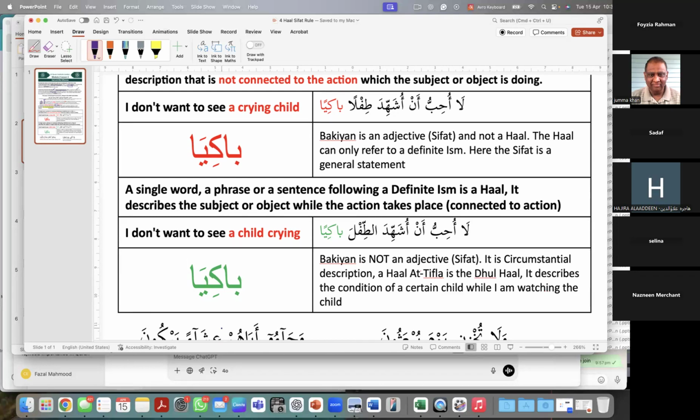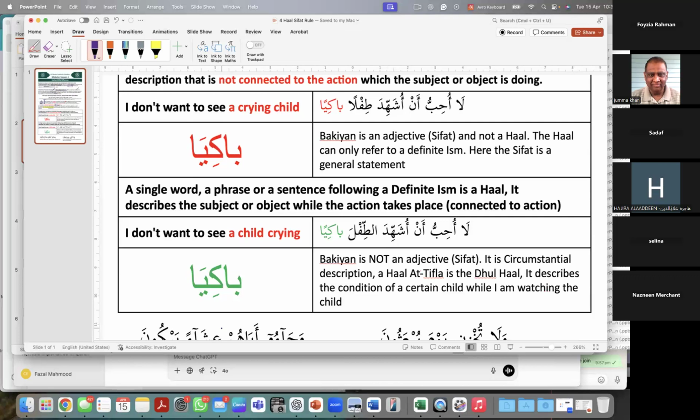Habba means loving, okay? An ushahida. An is a masdar, the an masdariya, masdariya muawwala. You have learned this. An ushahida together, ushahida is a mudari verb. An came before, and now with an and the mudari verb together it has become a verbal noun. It has become an ism meaning.